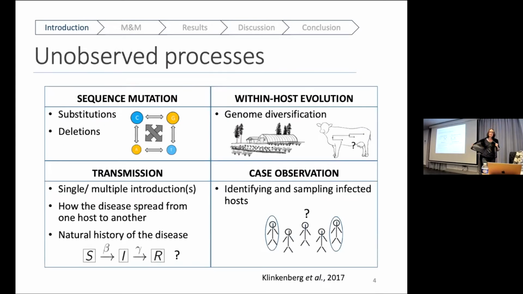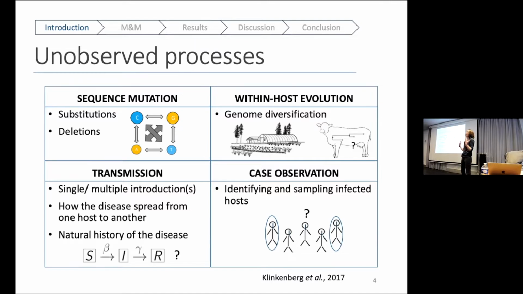So these methods make use of models, and these models can describe four unobserved processes. The first is sequence mutation, which includes substitutions and deletions. The second is within host evolution, which describes how the pathogen genome changes within an individual or a group of individuals and leads to genome diversification. The third is transmission, which is the passage of a pathogen from an infected host to a susceptible one, and the subsequent infection in the newly infected host.